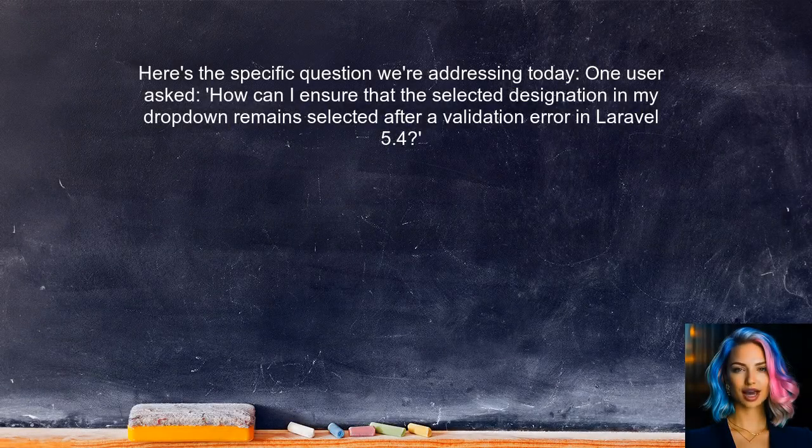Here's the specific question we're addressing today. One user asked, "How can I ensure that the selected designation in my dropdown remains selected after a validation error in Laravel 5.4?" This is a common scenario, and we're going to break it down step by step.